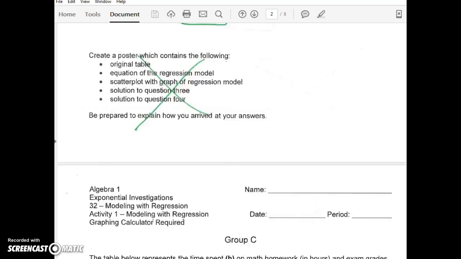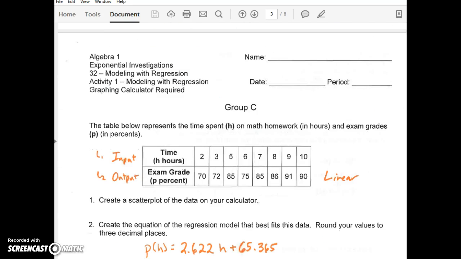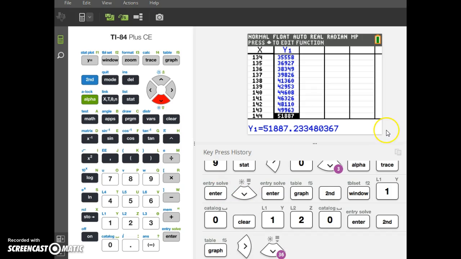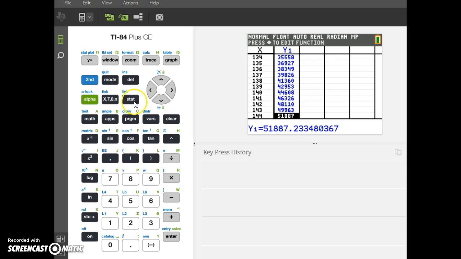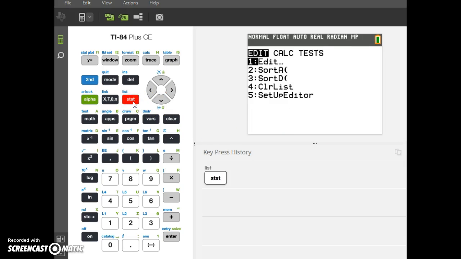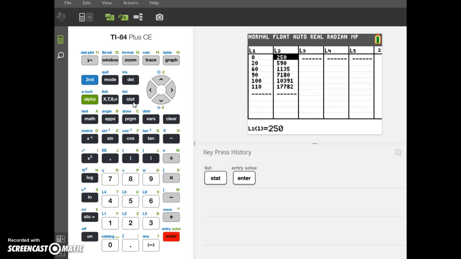And then in Model C, something really interesting happened. I really wasn't anticipating that it would, and it did. It was really cool. We're going to go to the stat plot here. We're going to enter that data in, and we have a situation where it's the number of hours spent studying for an exam and the exam grade. So we're going to enter this data into list 1 and list 2, as usual.